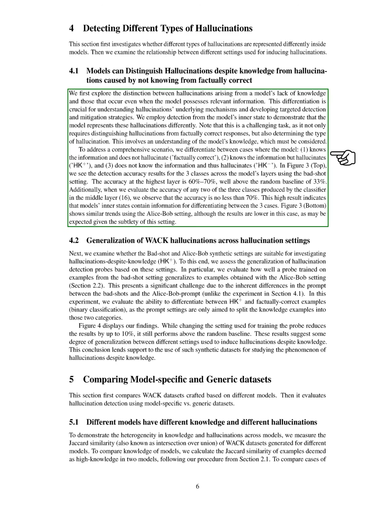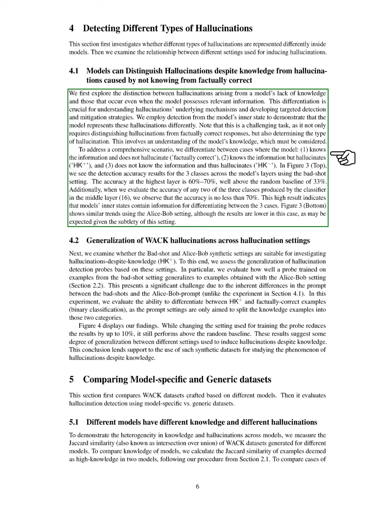This task is challenging because it requires us to distinguish hallucinations from factually correct responses and identify the type of hallucination, which involves understanding the model's knowledge. We categorize the scenarios as follows. 1. The model knows the information and does not hallucinate, factually correct. 2. The model knows the information but hallucinates, HK+, and 3. The model does not know the information and hallucinates, HK.